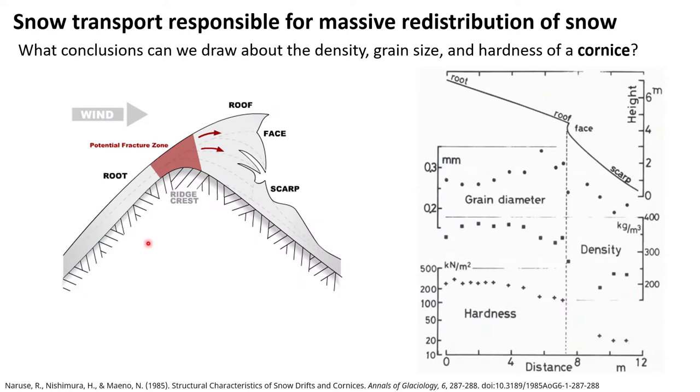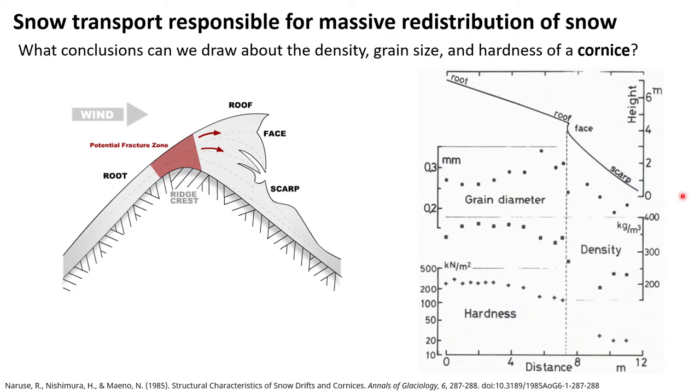The anatomy of a cornice looks like this. So on the windward side we have the root that anchors the cornice to the ridge, and then we have the roof, the top of that cornice, we have the face, and then we have the scarp. And on the right, I have some data that's a little old now, but I think it illustrates it nicely because it shows you the root, the roof, the face, and the scarp of that cornice, and then it shows you three measured properties of the snow grains. It shows you the diameter, the density with the scale here, and then the hardness of that snowpack by each of these four regions.